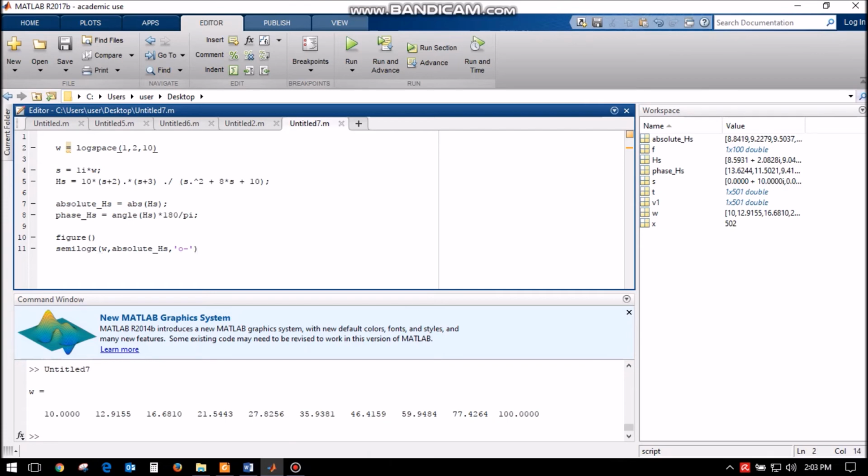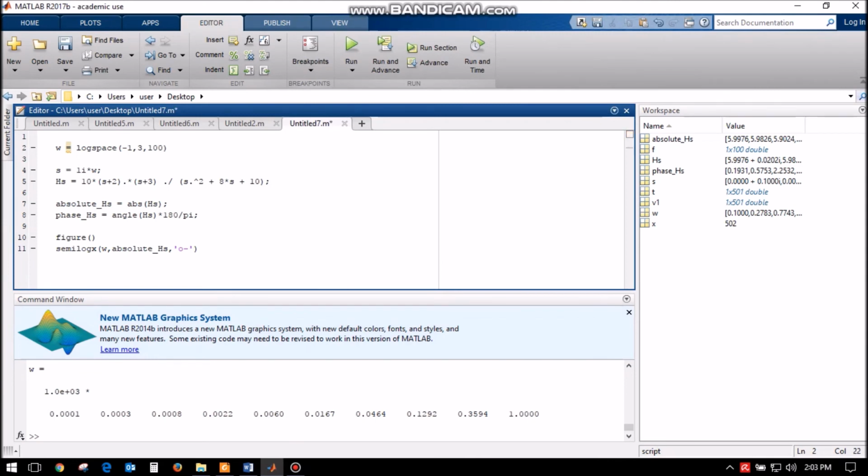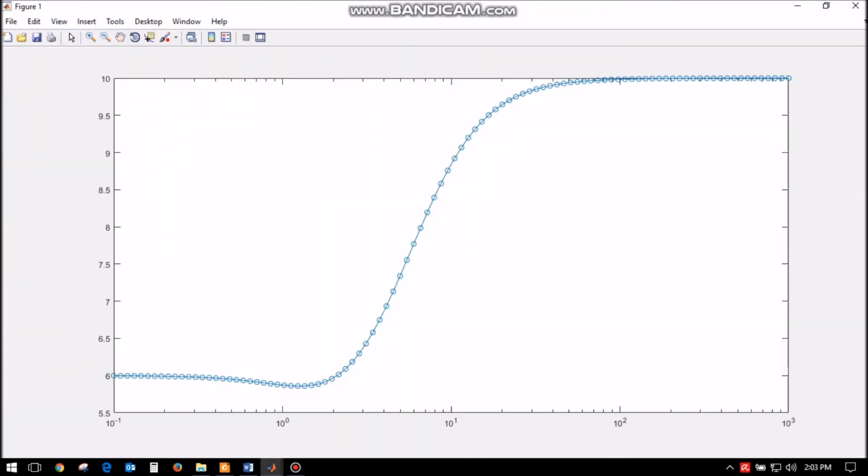So that is it. You can increase this to 3, and you can reduce it to maybe -1. Forgot to increase this to 100. Right, this is 10 to the power of 1, that is 10. 10 to the power of 0, that is 1. 10 to the power of -1, that is 0.1. Alright, so this is the frequency response.